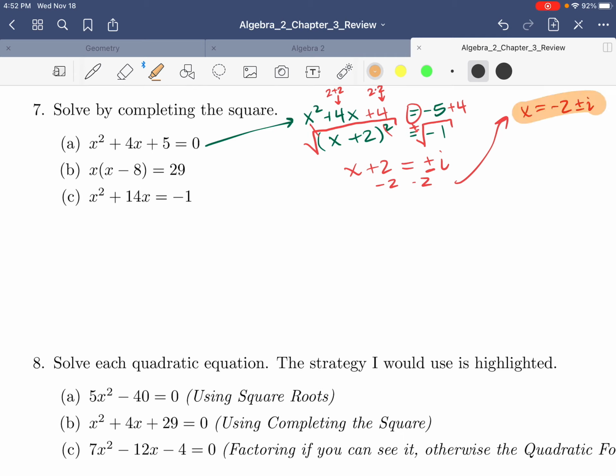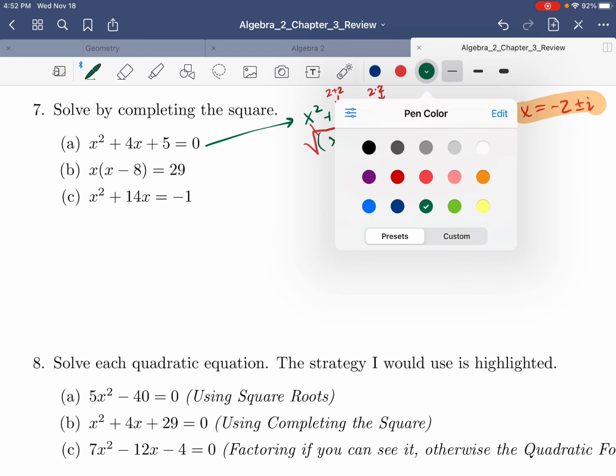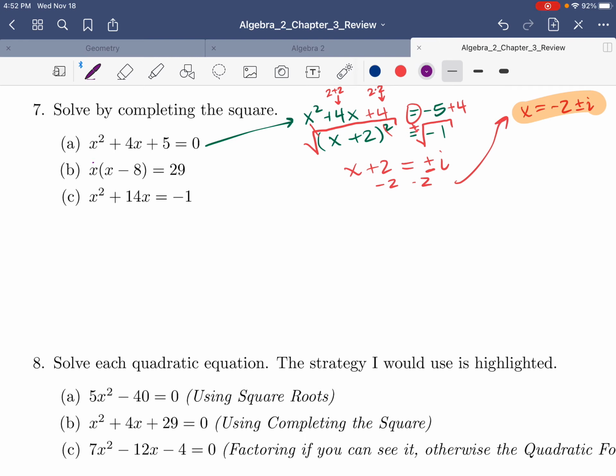Moving on to question B. Question B looks a little weird, primarily because it's not in the format as question A. There's no x squared. That's the hint. Since there's no x squared, what we're going to do is we're going to go ahead and multiply. We're going to distribute so that the x squared shows itself. So we have x to the power of 2 minus 8x is equal to 29.